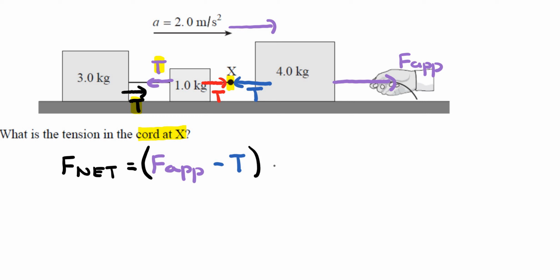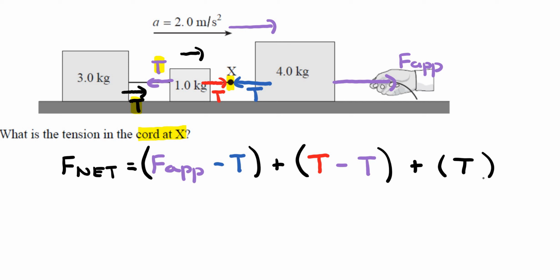So I'll put that in brackets, plus now we've got to look at the block in the middle, and the block in the middle is also moving to the right, correct? So we have the force tension, which is in the red font, and then we're going to subtract the purple font. Okay, and then we're going to add another bracket here because the 3 kilogram box also has a force tension, and it's in the black font.